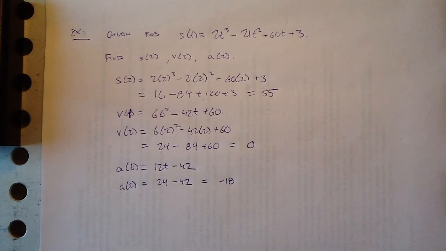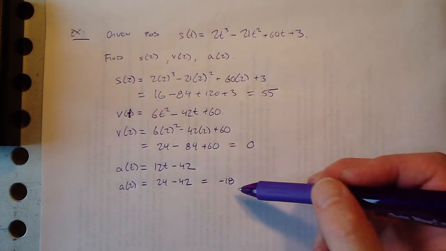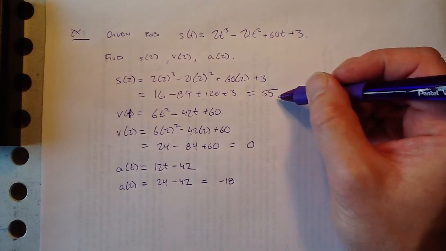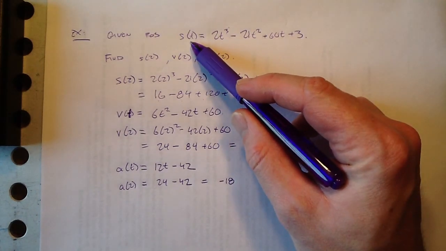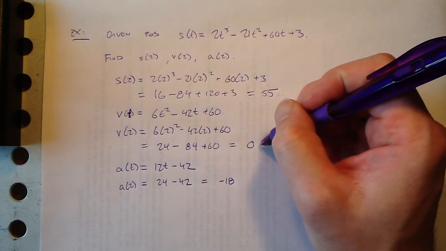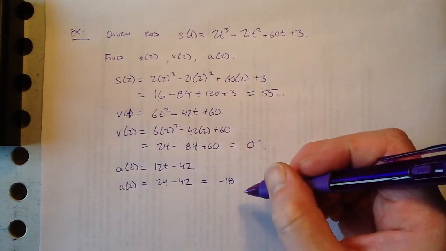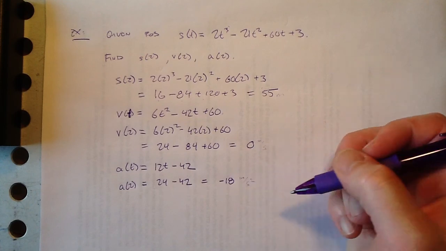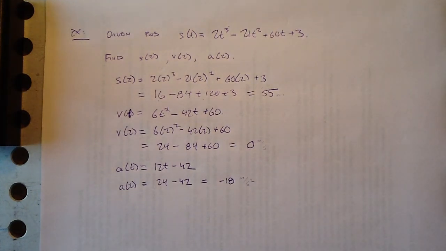We weren't told any meters, seconds, whatever, so we can leave these as unitless. But if position, for example, were in meters and time were in seconds, this would just be meters, this would be meters per second, and this would be meters per second squared. Okay?